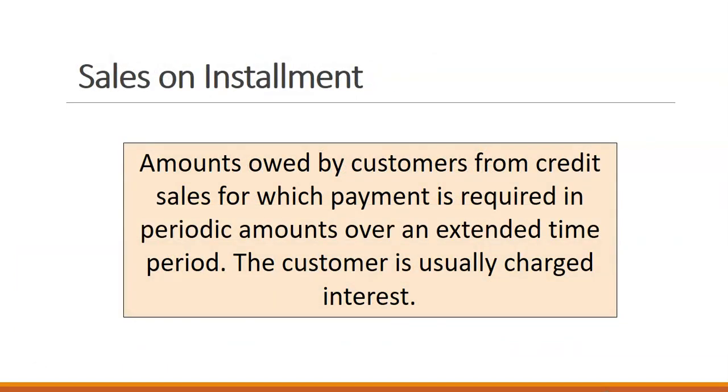We can also have sales on installment. This is when customers owe us money and payment is required in periodic amounts over an extended time period. We generally charge interest to the customer. Examples of sales on installment would be a car purchase, where you make a monthly payment for 60 months or 5 years, or even a furniture purchase, where you might have 3 years with no interest if you pay a specific amount every month and have it paid off within 3 years.